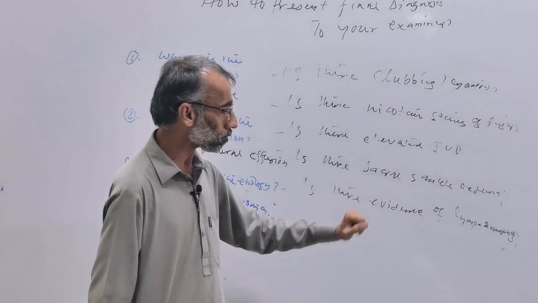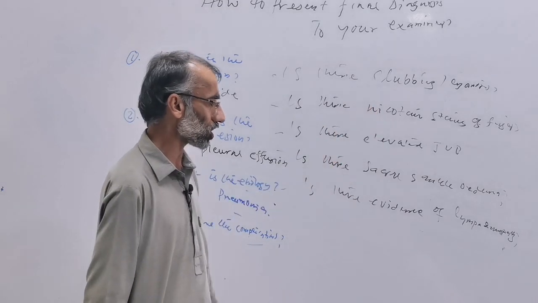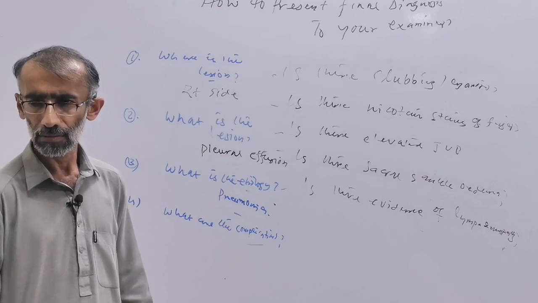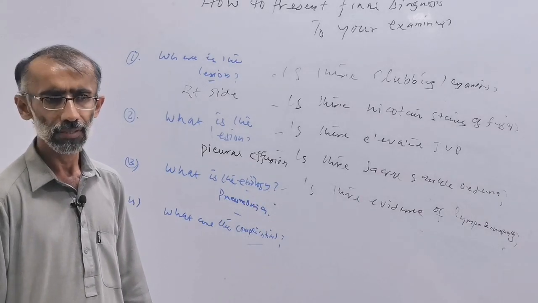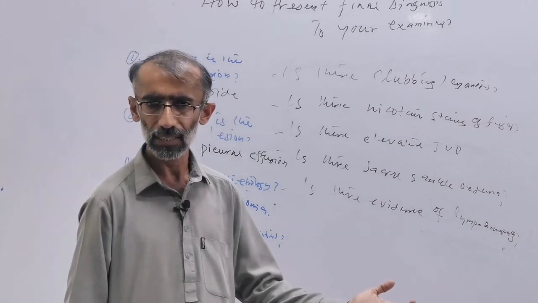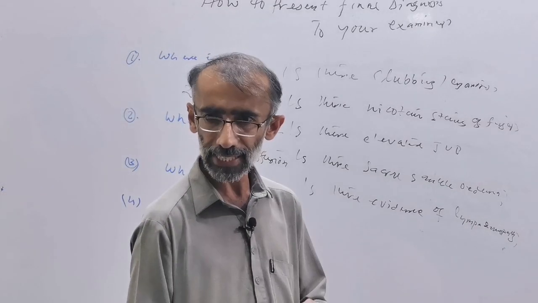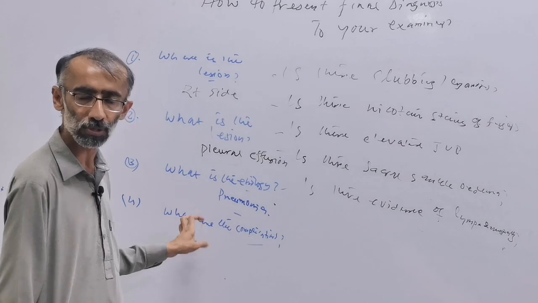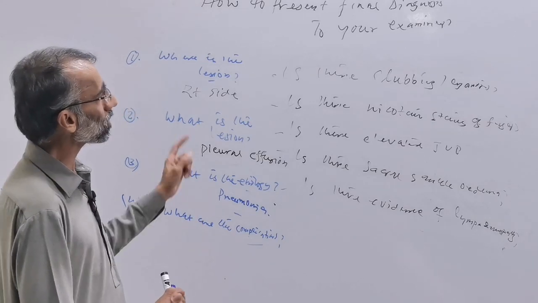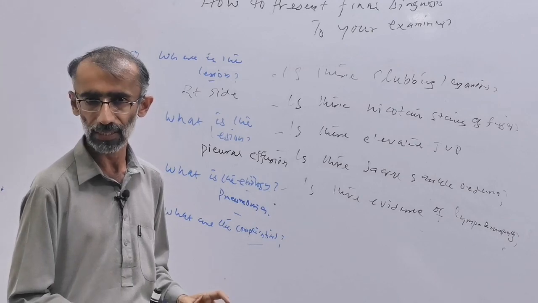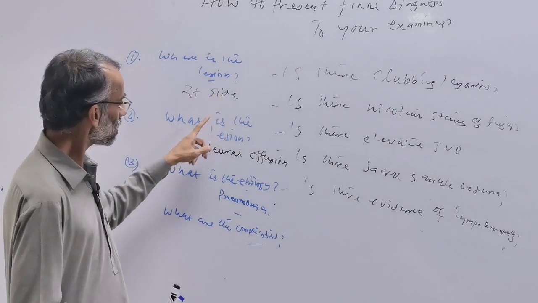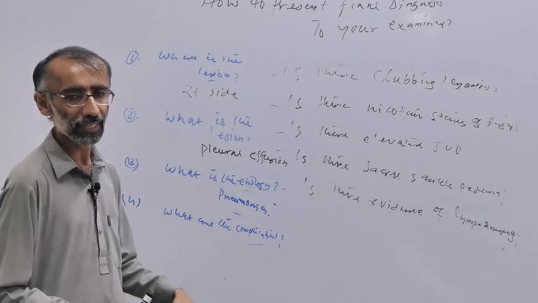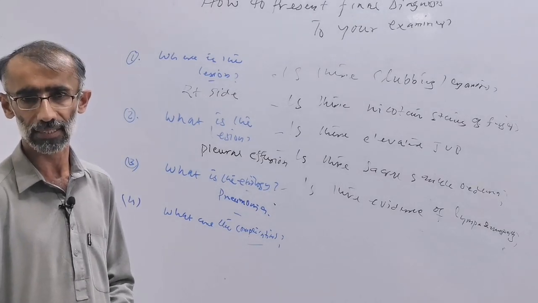If there is evidence of lymphadenopathy, but no raised JVP, no sacral and ankle edema, what could it be? Tuberculosis, infection, lymphoma. Is it clear? Always address these four components for making your final diagnosis. Where is the lesion? What is the lesion? What is the etiology? And what are the complications? You have to address them.